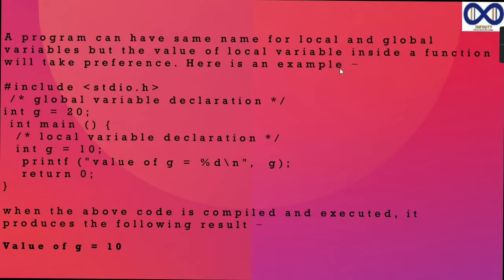Here is an example, and I have already given this example. When the above code is compiled and executed, it produces the following result. The local variable declaration is given the preference in the program. So, next slide.